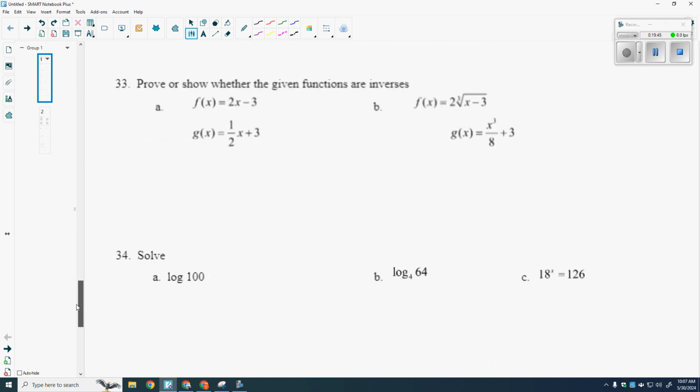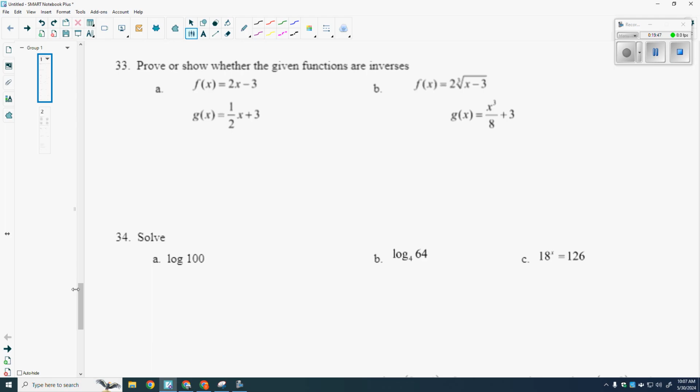Okay, we made it through that section. All right, prove or show. I cannot start with f, find the inverse, and see if it's g. Remember, in order to show inverses, I need to do the composition of f and g, and then g and f. If either one of those doesn't work, I can stop. However, if one works, I have to keep going and make sure the other one works. And when I say it works, I mean it equals x.